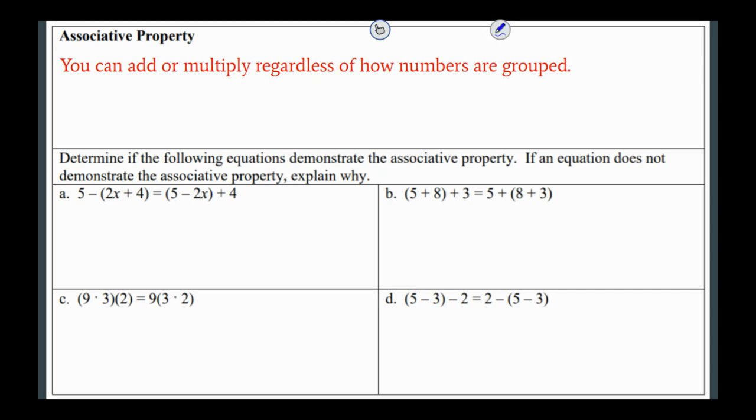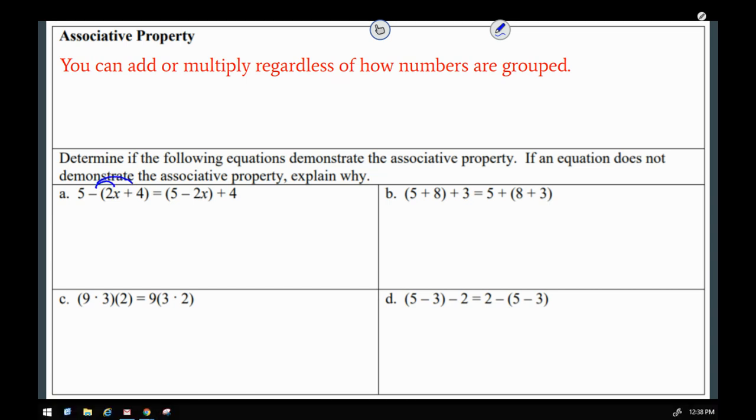Okay, so part A, left side. How do I simplify that expression? How do I get rid of these parentheses? Yep, you distribute the sign, right? So that would be 5 minus 2x minus 4. Can I combine anything there? What is 5 minus 4? On the left side, we have 1 minus 2x.